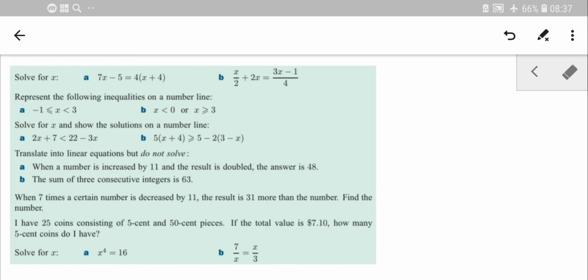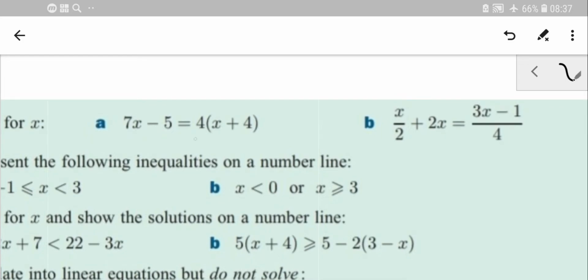Alright, let's get started. First, 7x minus 5 equals 4x plus 4, that's linear 1. And we simply just expand the brackets and transfer to the left side. So I'll get 3x. On the right side, I'll get 5 plus 16. It means 21. So from here, x is 7.